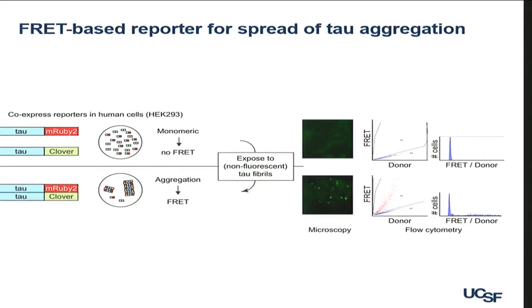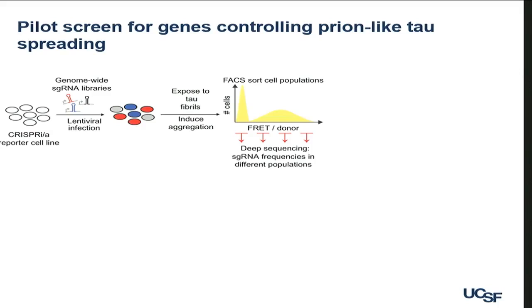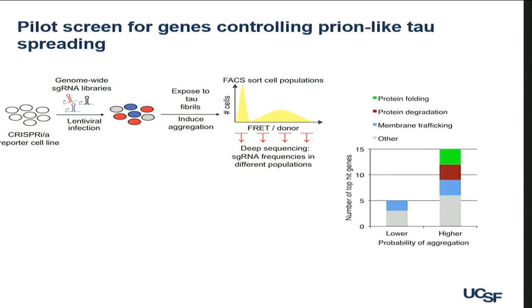And that's important because that allows us to use flow cytometry to separate out cells that develop aggregates from not. And we can titrate in the amount of fibrils so that we get, say, 50% of the cells in the population developing aggregates. We can do this on the background now of our reporter cell line, into which we introduce genome-wide guide RNA libraries, and then we can separate out by FACS cells that developed aggregates or not, and ask what are the genes or gene combinations that really increase or decrease your likelihood to develop these aggregates.